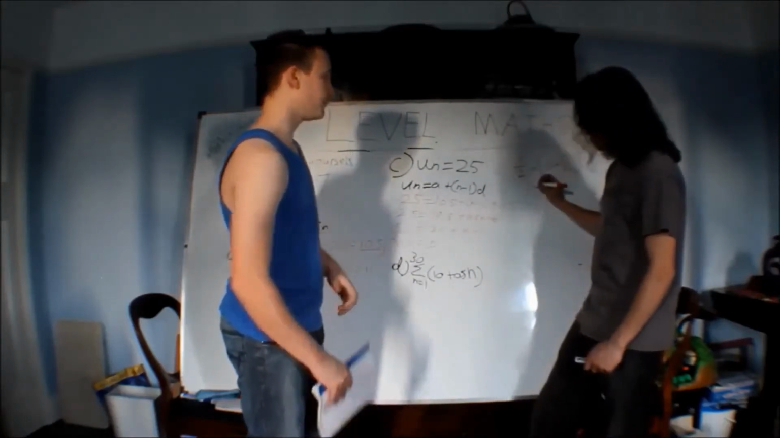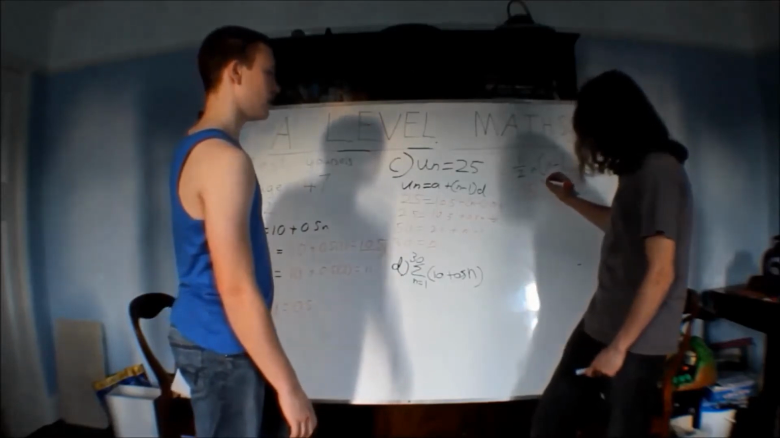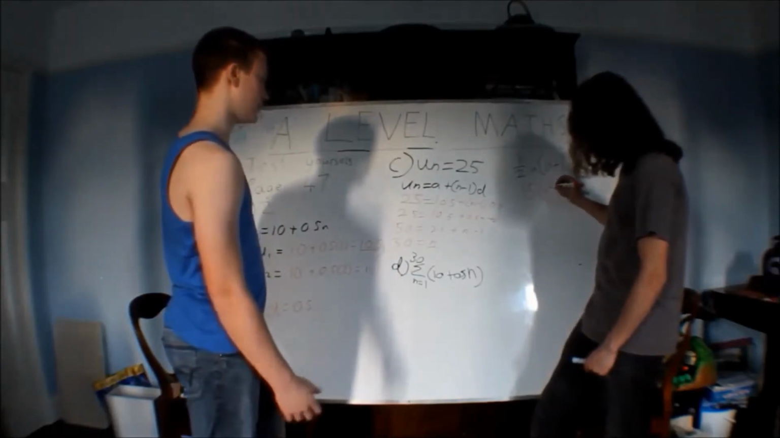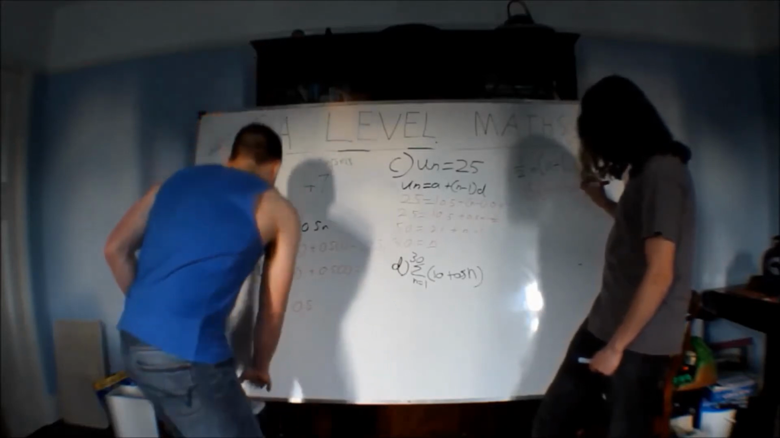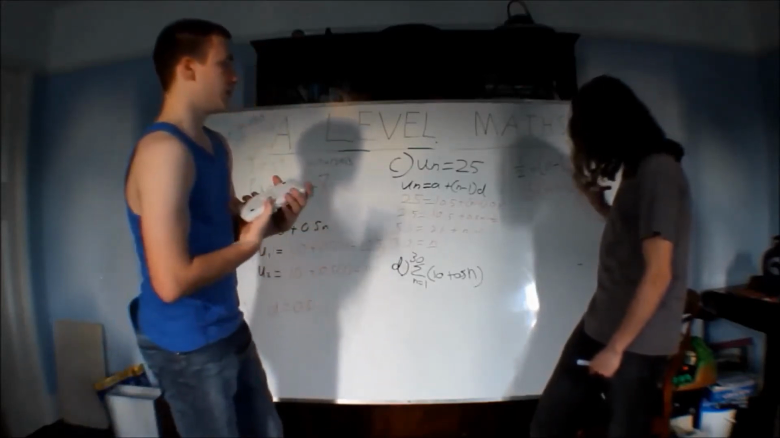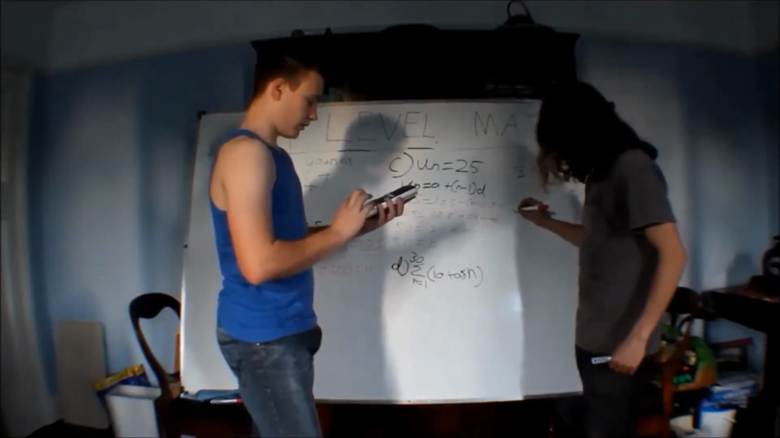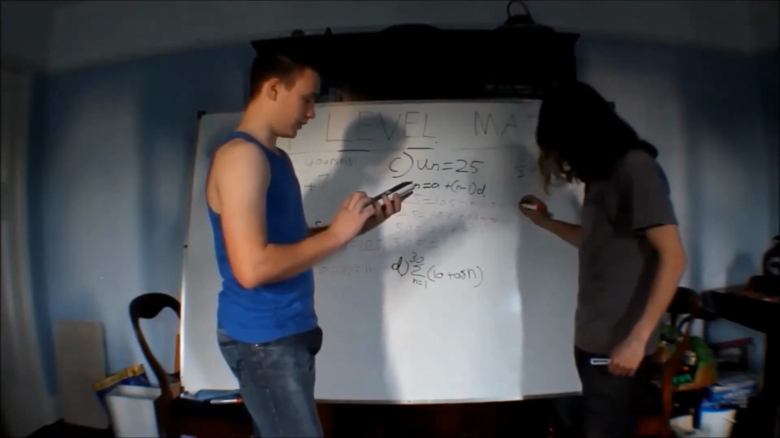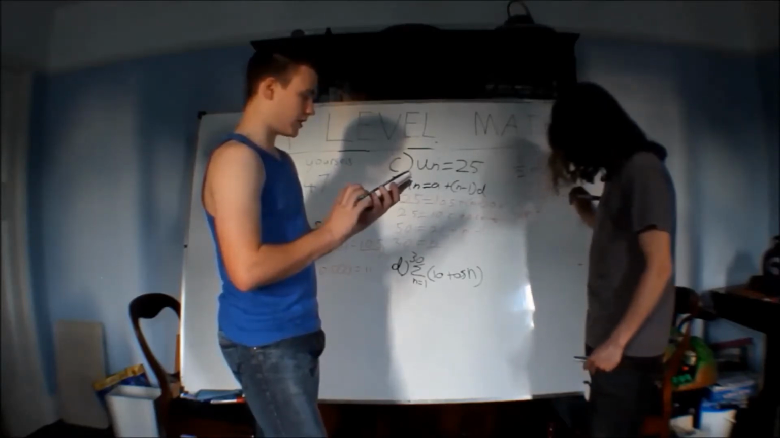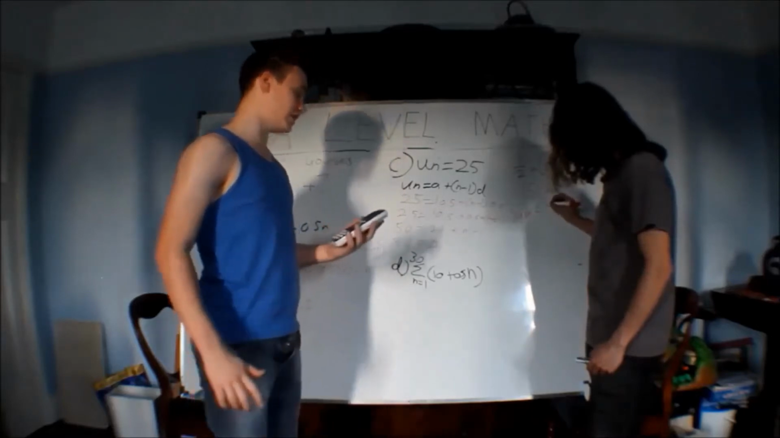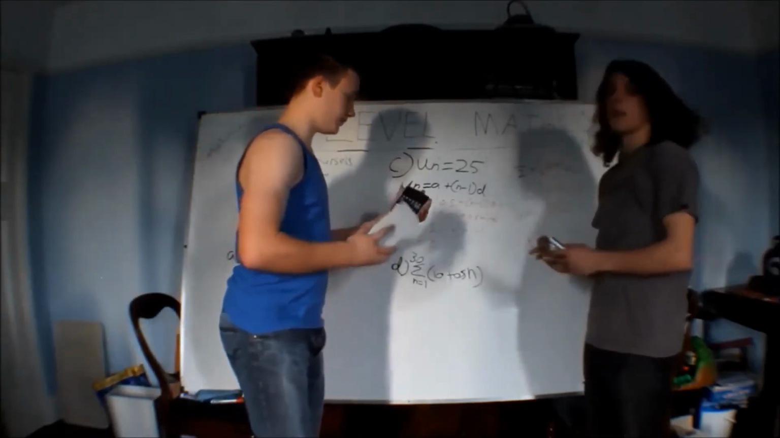So we have half of N, which is 15, times A plus L, where A is 10.5 and L is 25. I'll get out my calculator and do that in one big step. 10.5 plus 25 is 35.5, times by 15 is 532.5. And that's the question.